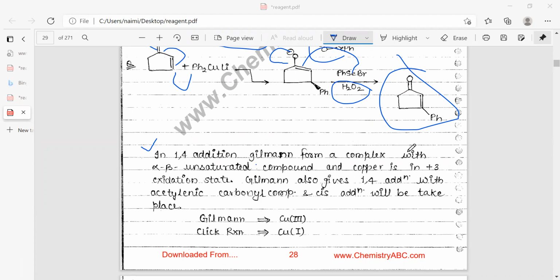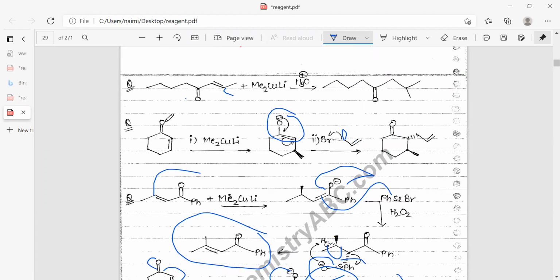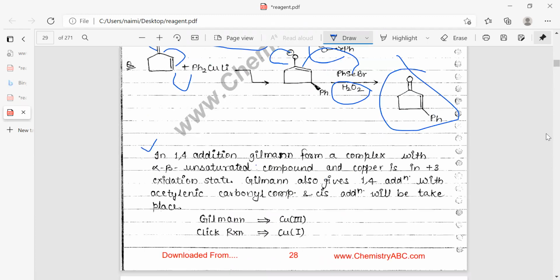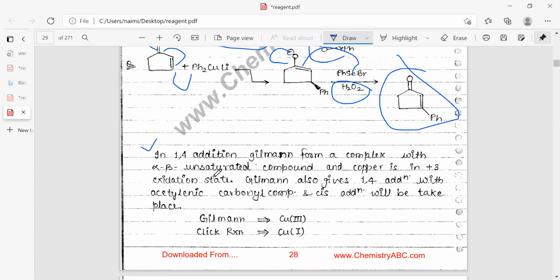So what is the meaning of alpha beta unsaturated ketone? You can understand by taking this example. This is the alpha beta unsaturated ketone moiety. It is given that in 1,4 addition, Gilman reagent forms a complex. First of all, this reagent forms a complex with the alpha beta unsaturated compound, or you can say moiety. And in this, copper is in the +3 oxidation state.